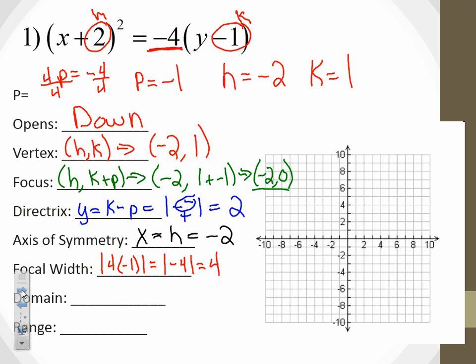Now, start with plotting our vertex, negative 2, 1. We have to label everything, ladies and gentlemen. So label, label, label. So this is at negative 2, 1. Go down the line. Focus is at negative 2, 0. So negative 2, 0, that's going to be right here. That's our focus.